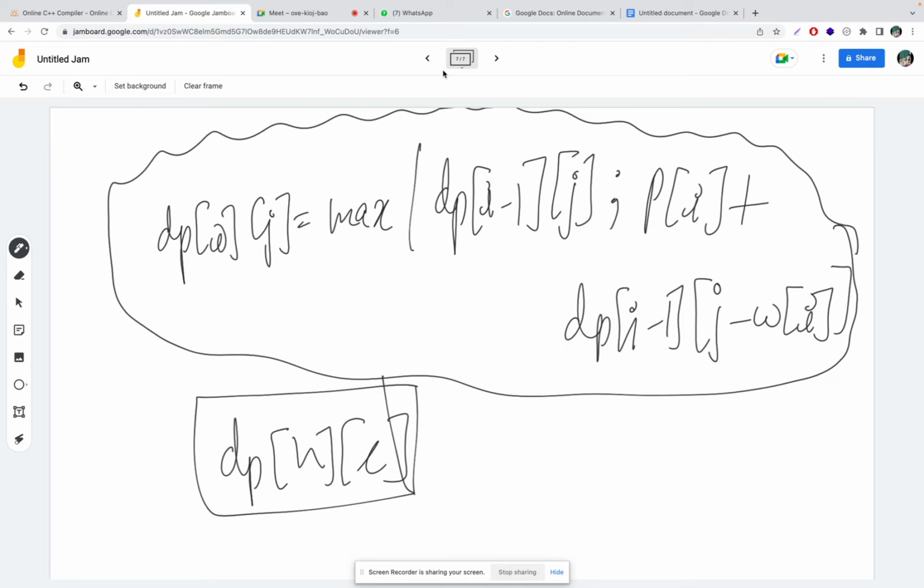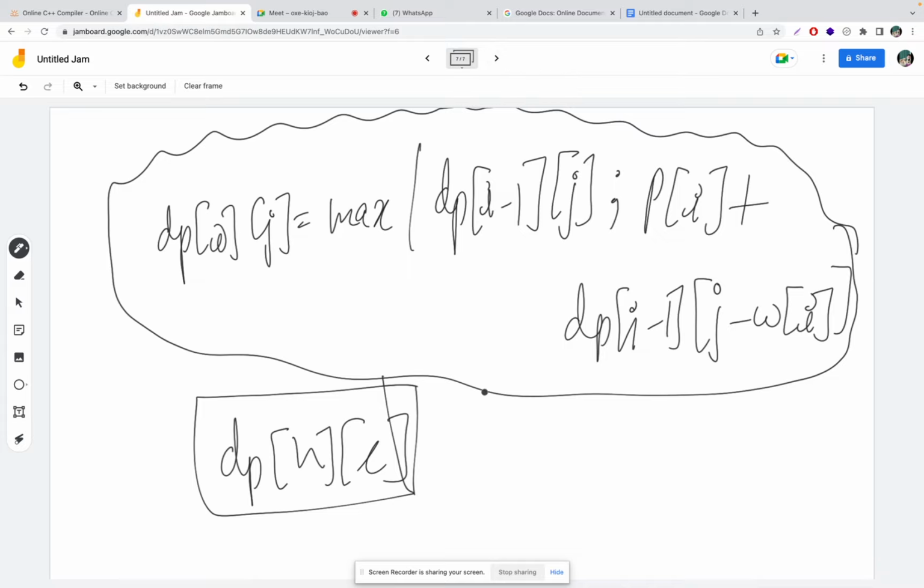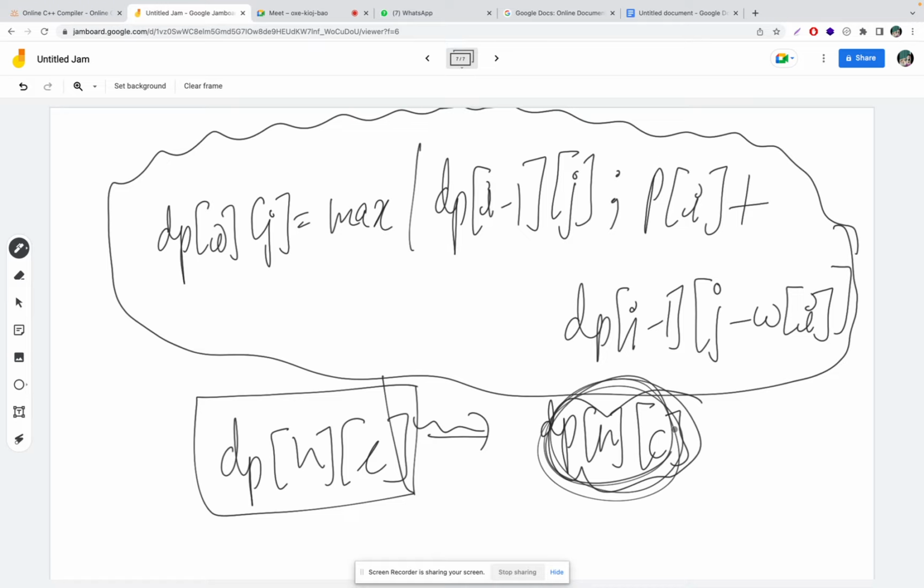The question was given, capacity of the bag is C, right? And how many items are there? N is equal to 8, so N. So the answer will be what, guys, in the end? DP of N, C. Guys, you agree or not? The answer will be DP of N, C. Okay, so everyone is agreeing with me. Very good.